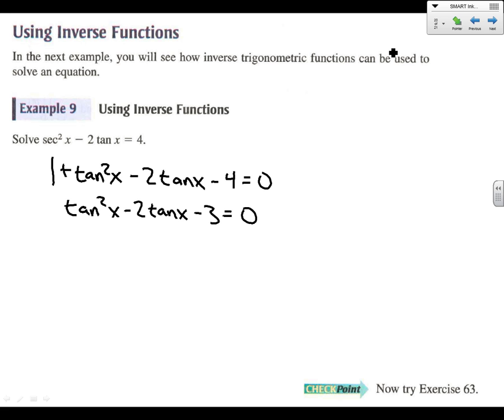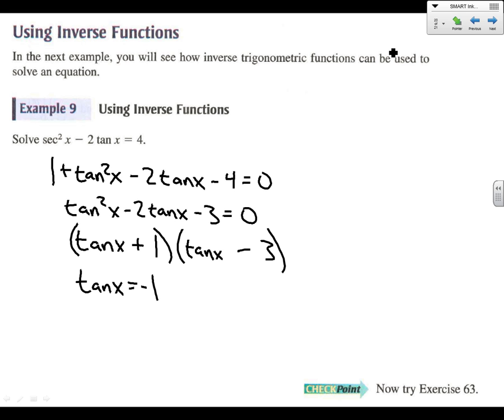And so on this one, we've got tan x, we're going to factor it. We're going to have a 3 and a 1, and the 3 would be negative, the 1 would be positive. So tan x equals negative 1. Now that is on the unit circle, all right? So that's going to be negative pi over 4. Or you could say 7 pi over 4. That's another way of looking at your unit circle. 7 pi over 4 is perfectly fine. That's probably a better answer. We're more familiar with the positive answers.